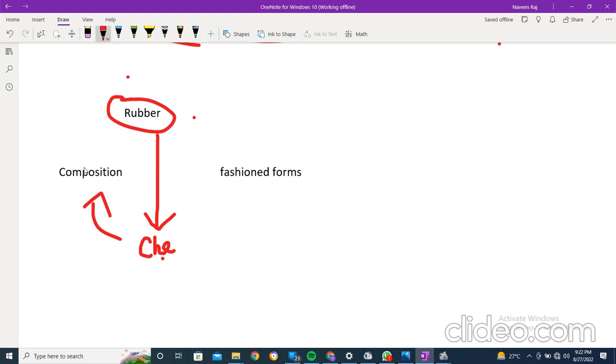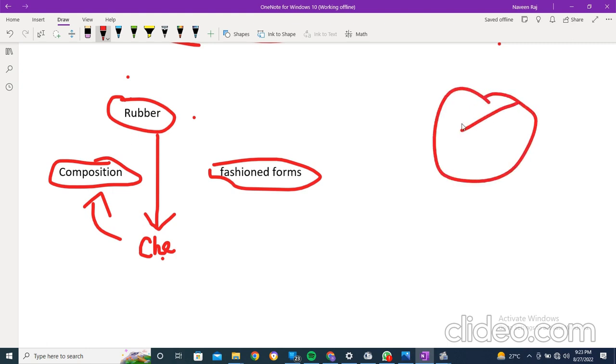On the other hand, first is composition and all the other things that you have studied in the definition. And rubber can also be studied in its fashion form, right? So what does fashion form mean? It means that from rubber we have synthesized a lot of substances. For example, a car tire is made with the help of rubber. That is an example of the fashion form of rubber. We are using rubber in elastic bands and a lot of other things. Those are all fashion forms.